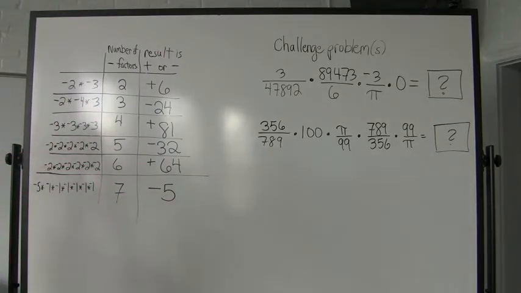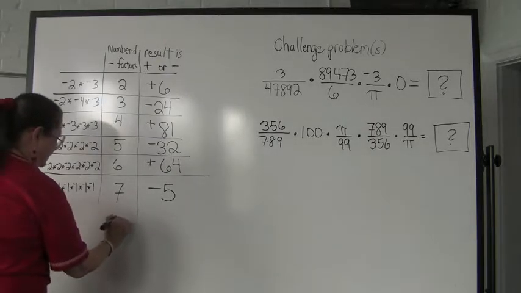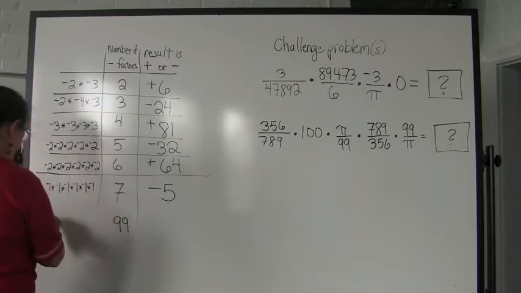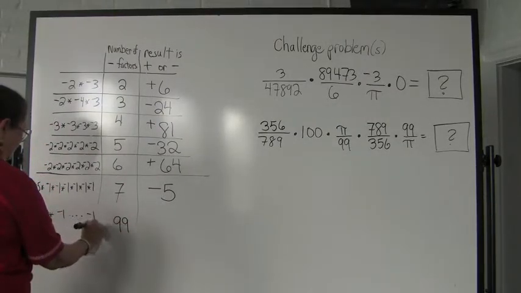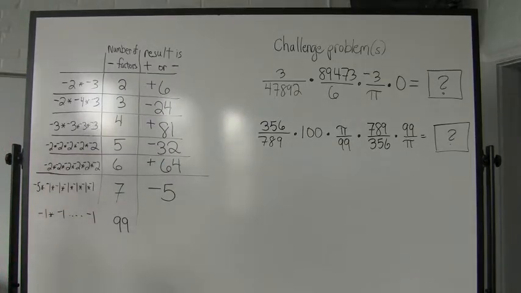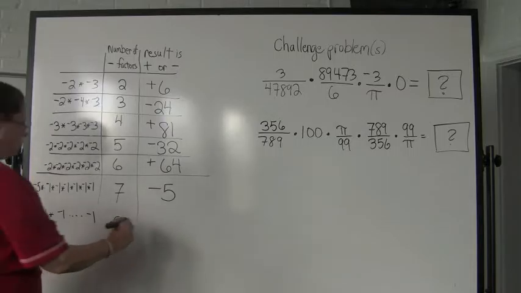All right, let's look at, is there a pattern or a way we can predict if we had 99 negative 1's, let's say, all multiplied together here, 99 of them. Would our answer be a positive 1 or a negative 1?